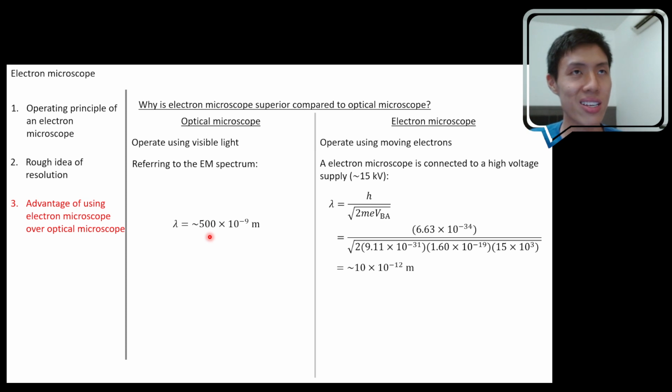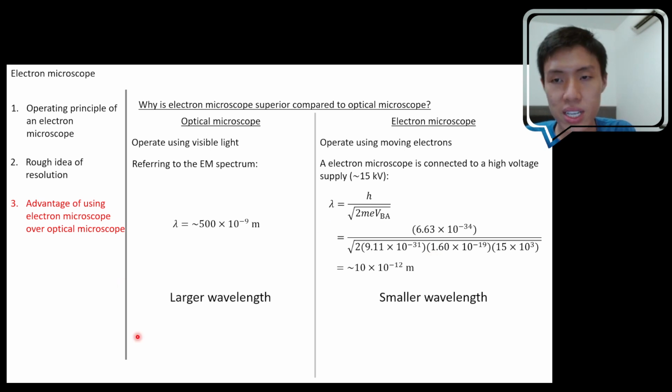The difference is about five orders of magnitude. Five orders of magnitude means it differs by 10 to the power of 5. If you take 10 to the power of negative 7 and multiply by 10 to the power of 5, you get 10 to the power of negative 12. So they differ by five orders, which is a very large difference. That's the main idea that I try to say here.